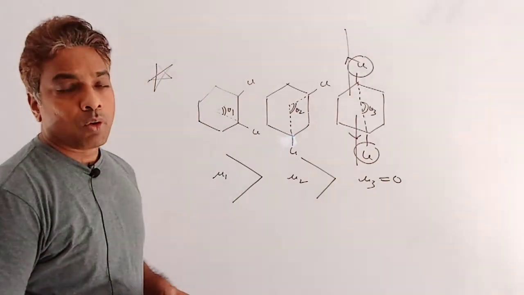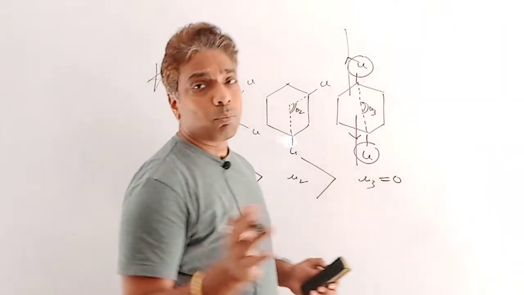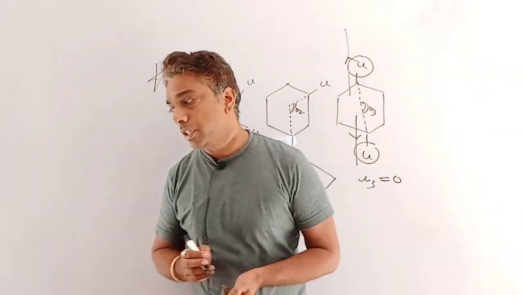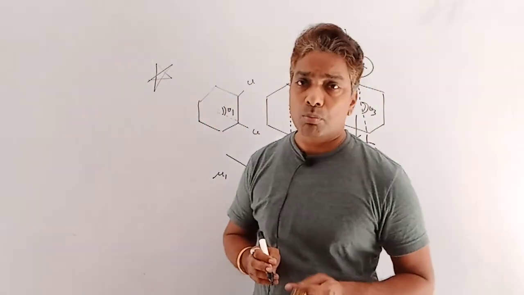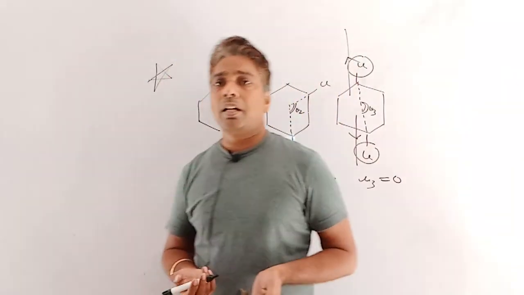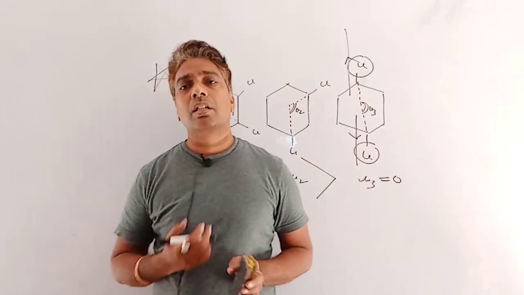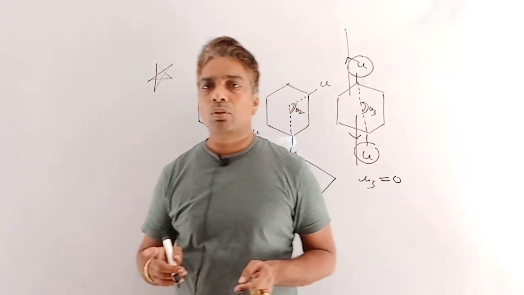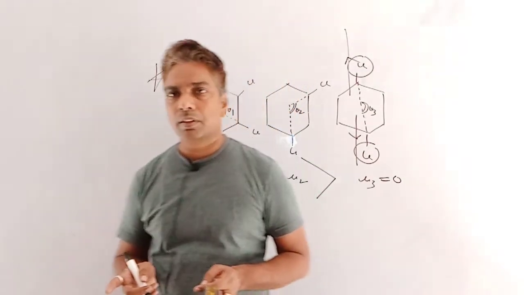Clear? So one more point: on decreasing the bond angle, the value of dipole moment increases, since the molecule is more unsymmetrical, and unsymmetry increases the polarity of the molecule, which increases the value of dipole moment. Clear?